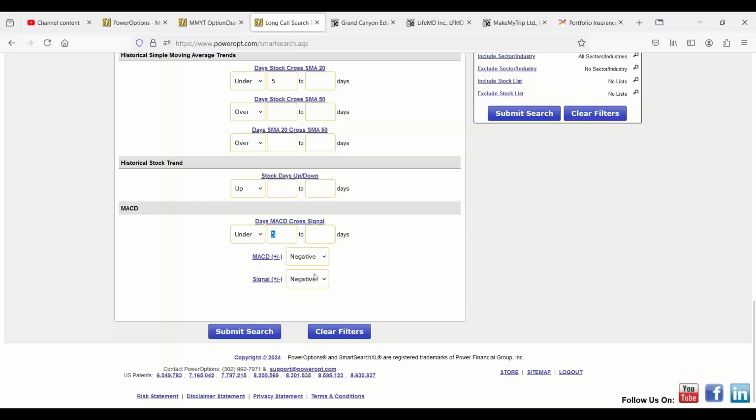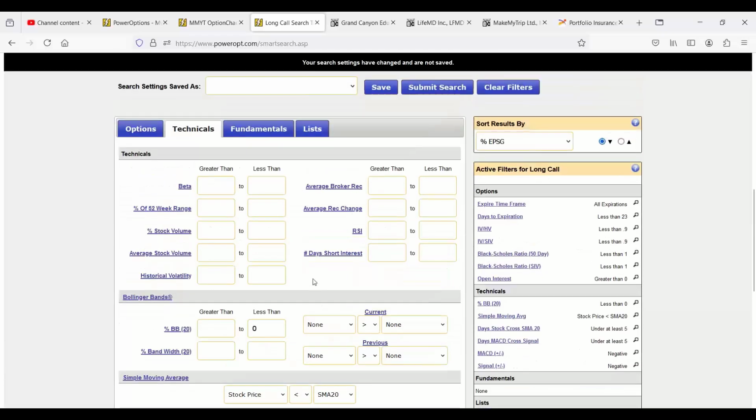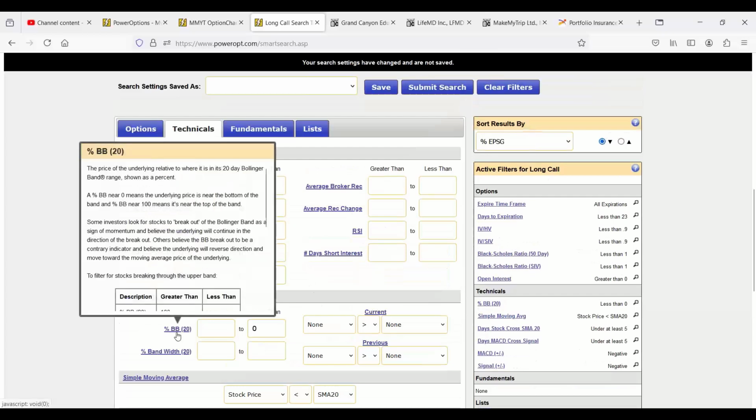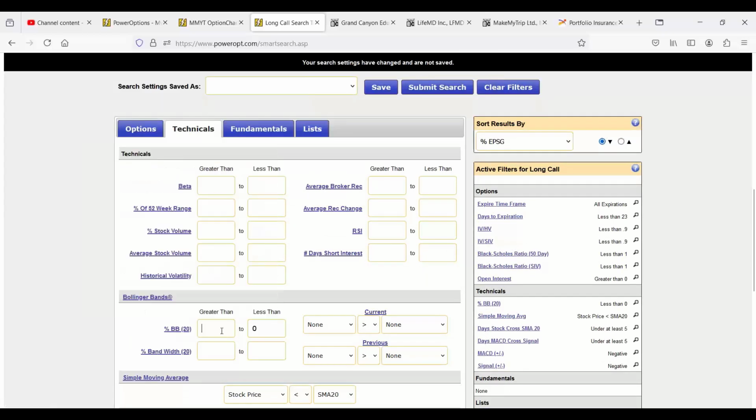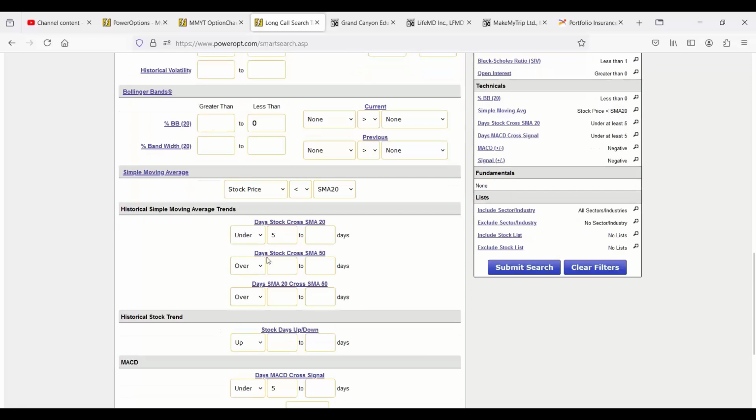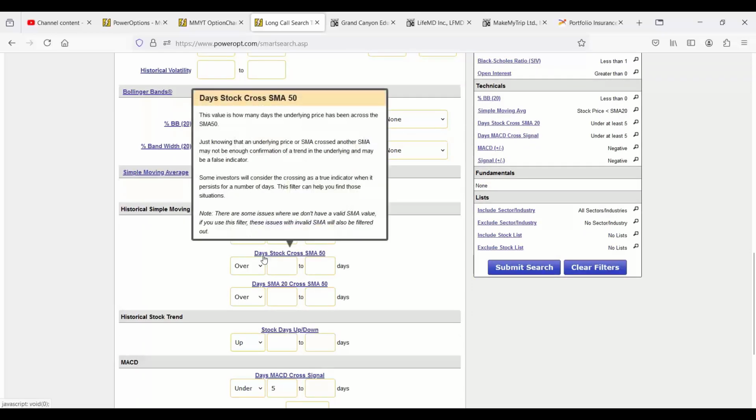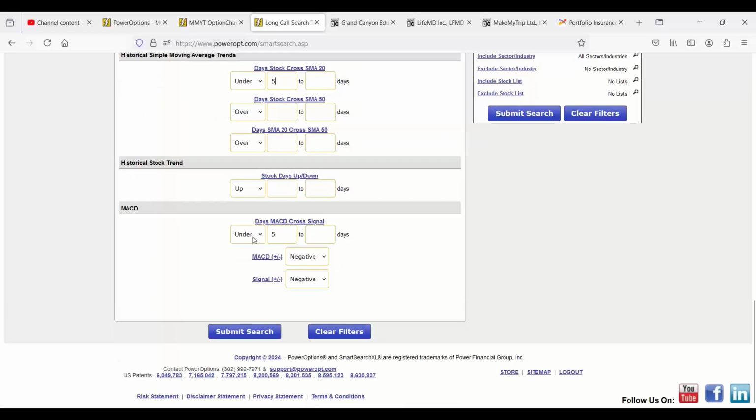So we've found stocks that maybe broke through a couple of those support lines at that time, but are still considered undervalued. You can do the same thing, Caleb, with the long put search. We'd look for the same option criteria, but we'd reverse the technicals. We'd look for something maybe greater than 100 days that the stock has crossed the SMA 20 over 5 or over 7 days, for example, and the MACD is crossed over that signal over 5 to 7 days, and both are positive instead of negative. And we could set that up on the long put search as well.